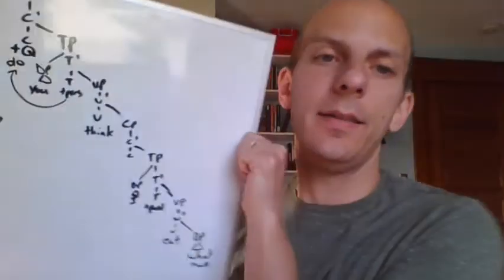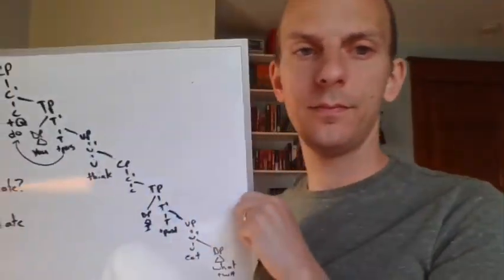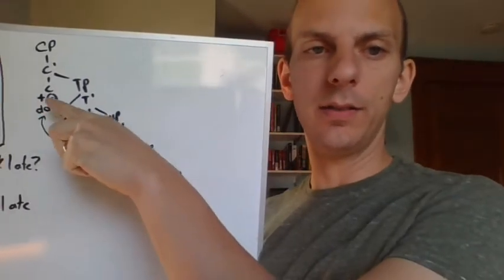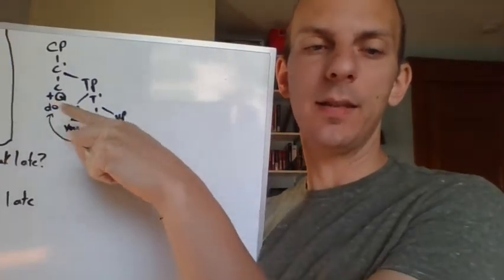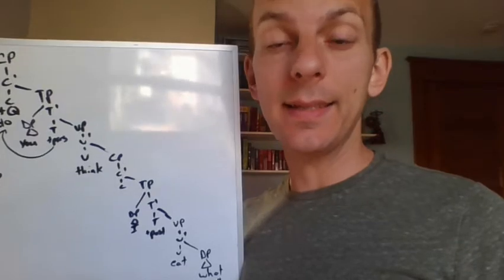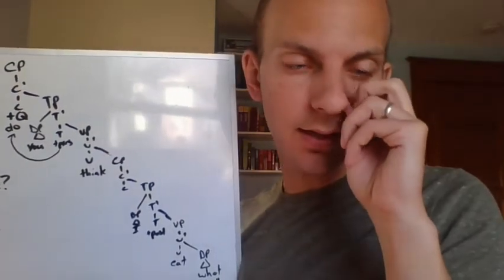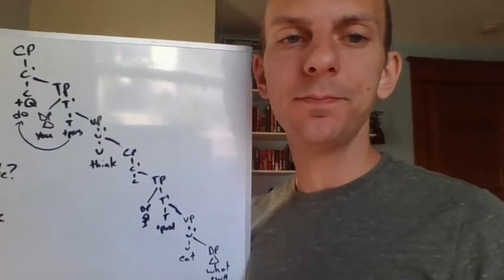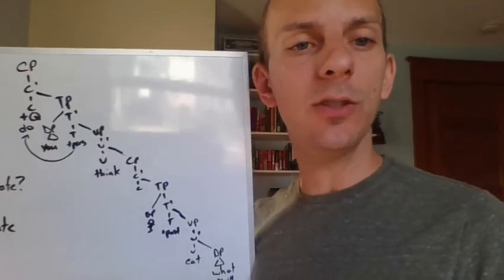So I'm going to add that plus Q feature. And I'm also going to move that tense up. Move that tense up like this. So now I added this plus Q feature, which subsequently drew this present tense up into the C head. But we know that tense can't just hang out by itself. It needs to attach to something. So we added this emergency do. And since do in the present tense stays do, it's going to be do.